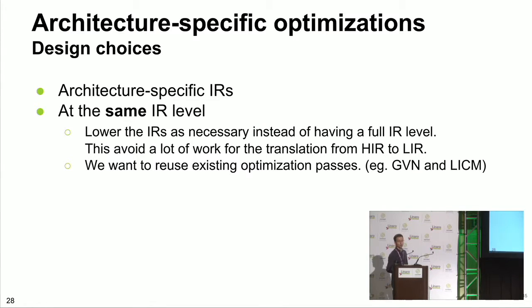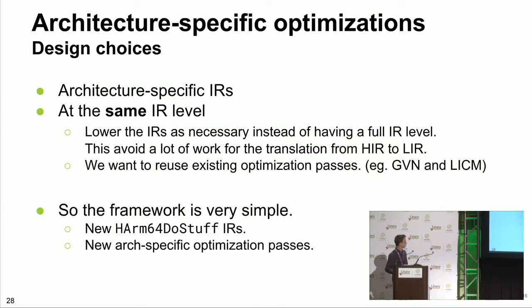Also, that allows us to reuse existing optimization passes. We don't have to re-implement other passes. I'm looking in particular at global value numbering or loop invariant code motion, and we'll see an example just after. The framework we put in place to do architecture-specific optimizations is actually almost nothing. It's just the possibility to add new IRs that are potentially reserved for one architecture, so we prefix them with the architecture. And we just add a compilation pass somewhere in the pipeline to translate architecture-independent IRs into architecture-specific IRs where we need.